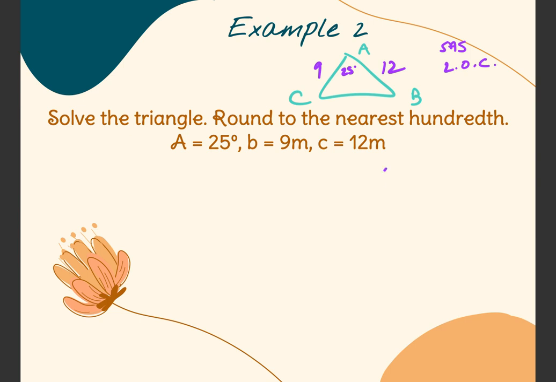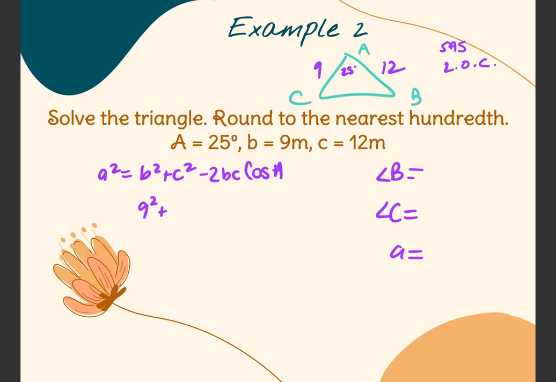All right, so I'm looking for angle B, I'm looking for angle C, and I'm looking for side A. Again, I can't do the angles until I have all 3 sides, so the first thing you have to find is side A. A squared would equal B squared plus C squared minus 2BC cosine A. So B squared is 9 squared, C squared is 12 squared, minus 2 times 9 times 12 times the cosine of 25. And that equals A squared.